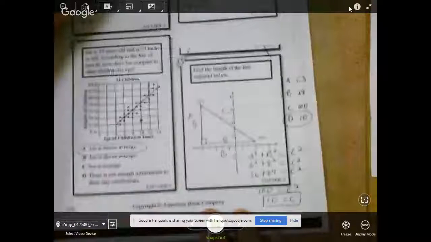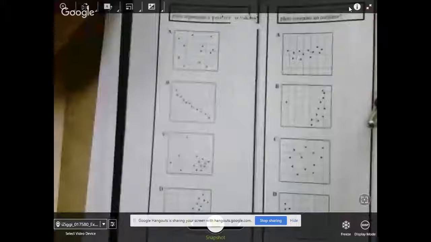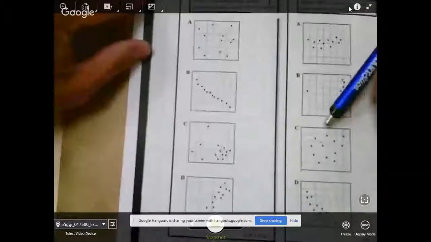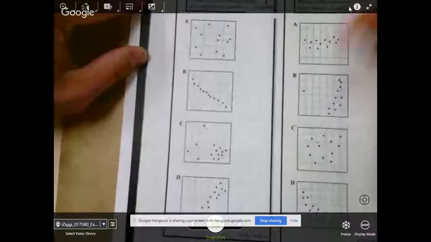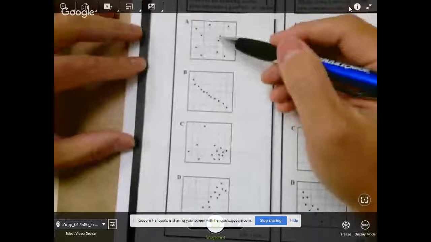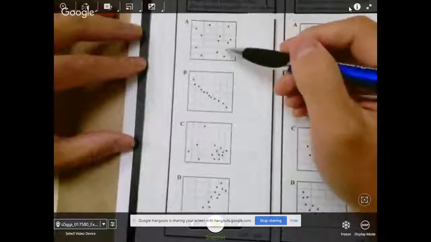Which of the following scatter plots is a positive correlation? Okay, so the line of best fit should be going up from left to right. A, this is no correlation, right? You just see a blob. B, there is a correlation, but if you draw a line of best fit through it, the line is going down.